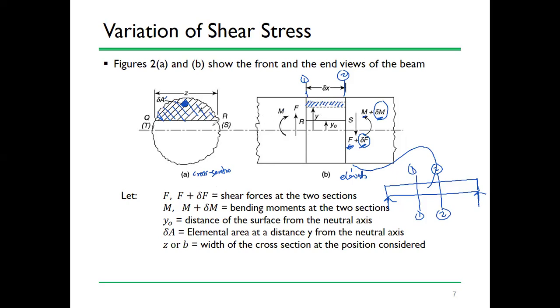So on the right hand side, we are saying that F and F plus dF are the shear forces at the two sections. And then moments, M and M plus dM, are the moments at the two sections. Then the distance from where this section is being considered to the neutral axis, this line represents the neutral axis, we are calling y naught. And that's what you are seeing here.